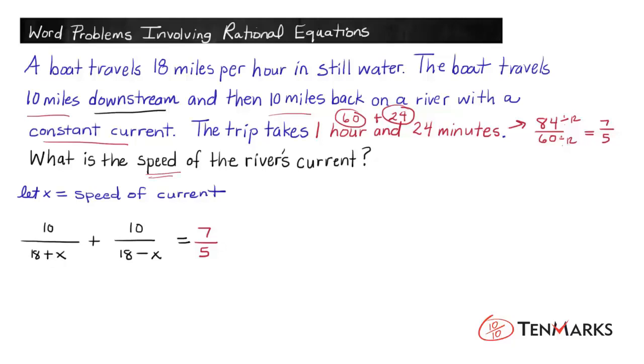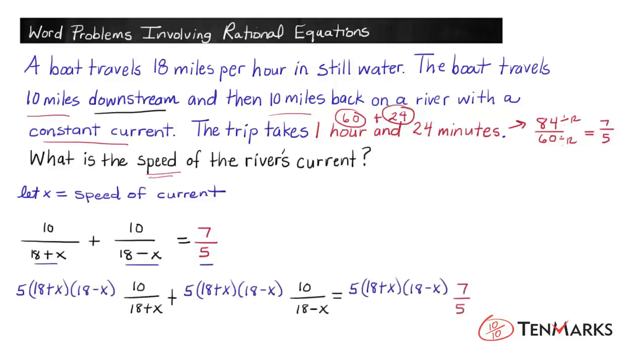There are a couple of different ways to approach this problem, but what we're going to do is multiply each term by the least common denominator. And the least common denominator is just going to be 18 plus x times 18 minus x times 5. So let's set that up. When we multiply the least common denominator here by the first term, you can see that the 18 plus x divides by 18 plus x, and that gives us a 1, or it cancels.